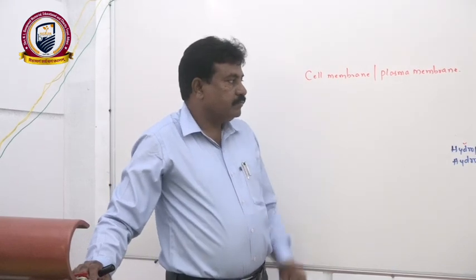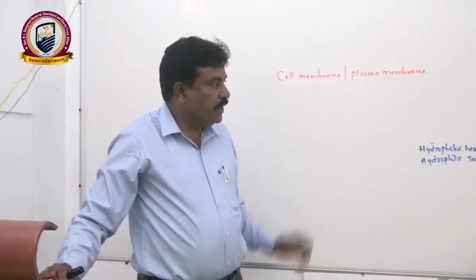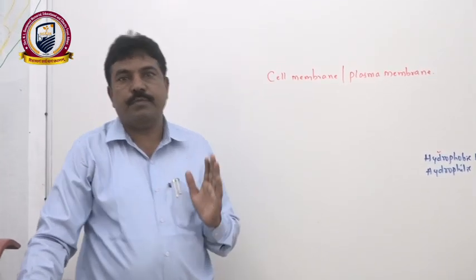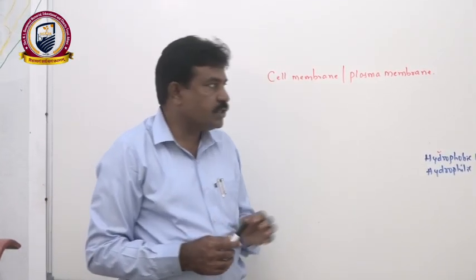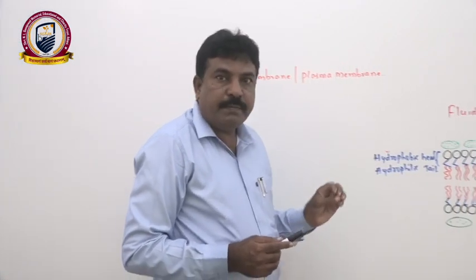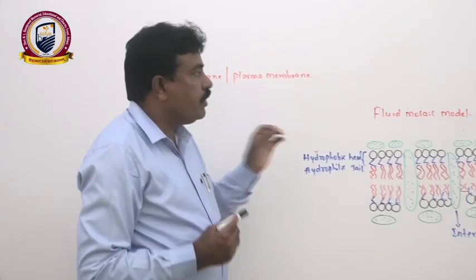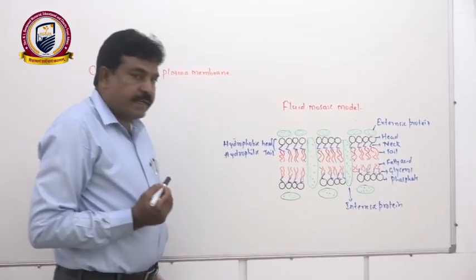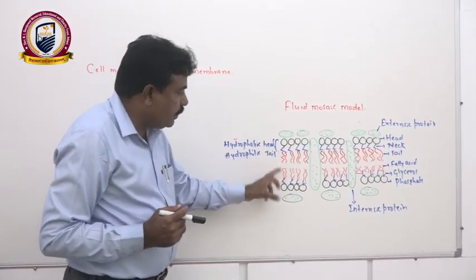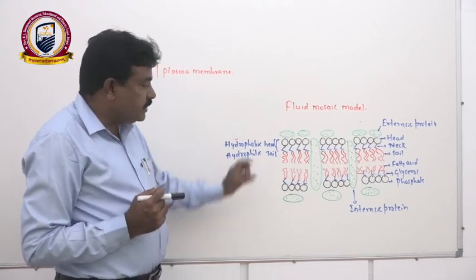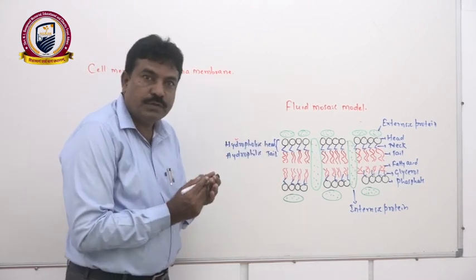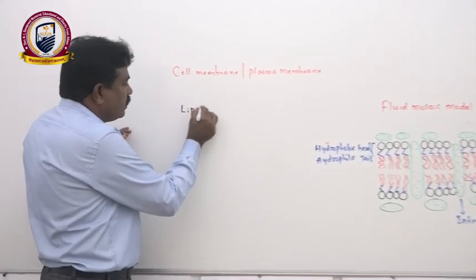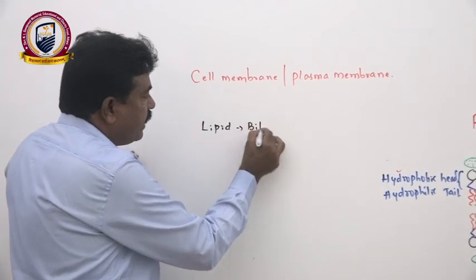In this diagram, we can analyze how lipid molecules and protein molecules are arranged in a plasma membrane or cell membrane according to the fluid mosaic model. See this diagram here: lipid molecules are present in two layers. Therefore, the lipid layer is generally a bilayer.